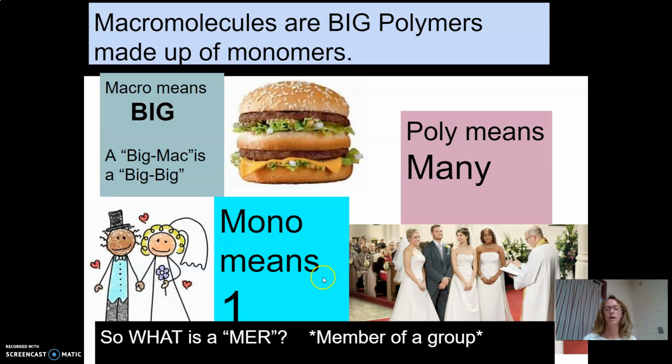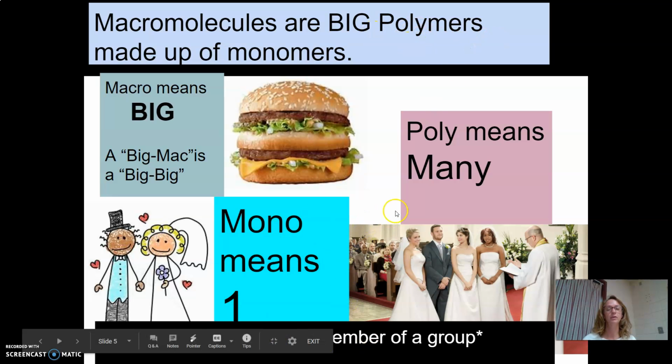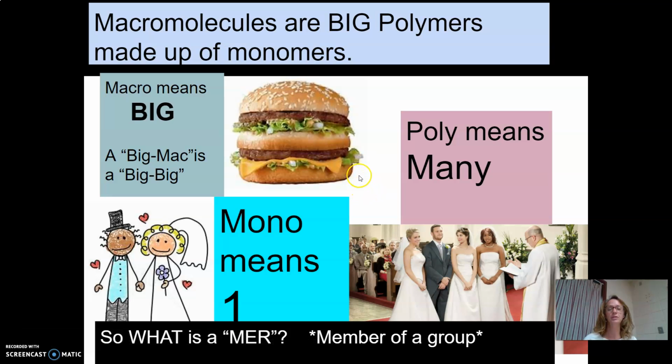Anyway, what is a mer? So macromolecules are made of big polymers. So they're made of big, many mers. A mer just means a member of a group. It's a simple generic word that means a member of a group.